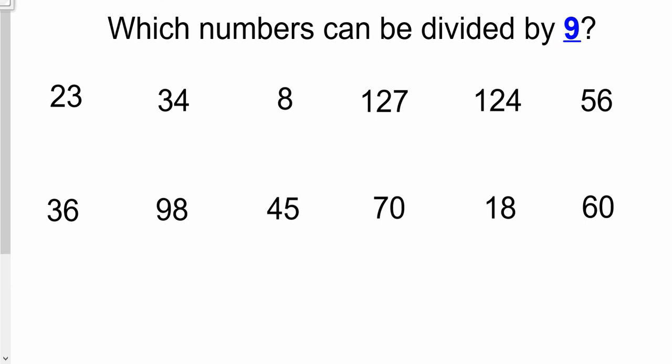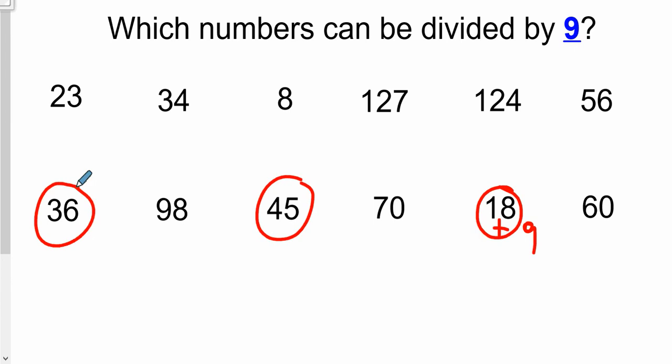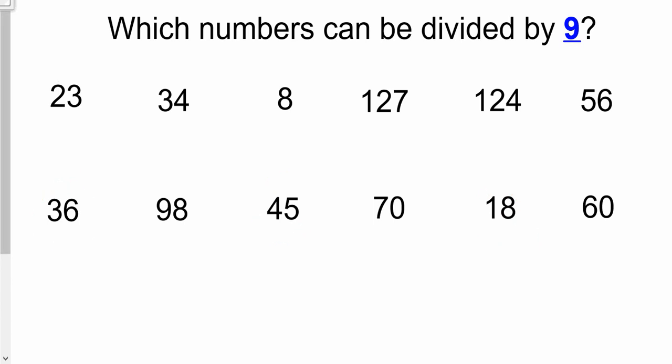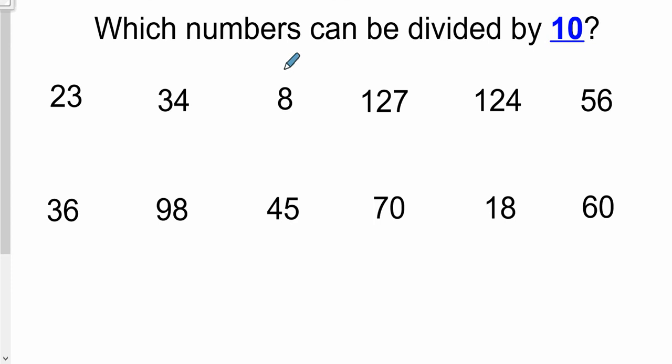9's, when you add them up, had to be able to be divisible by 9. So you had 18, because 1 plus 8 is 9, and that can be divided. And you had 45. Add them up, you get 9. 36. Add them up and get 9. So those work. And then we had 10. If it ends in 0, it can be divided by 10.